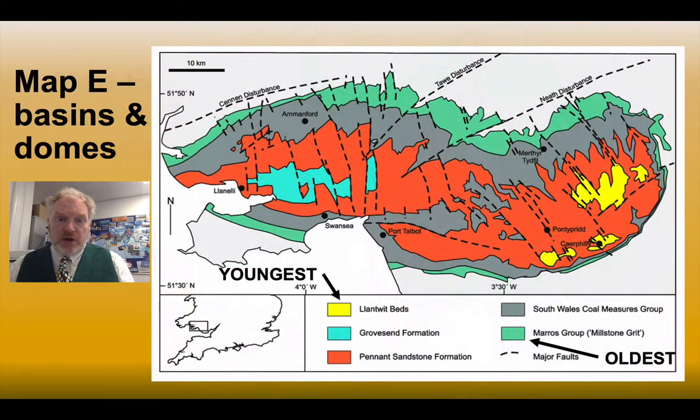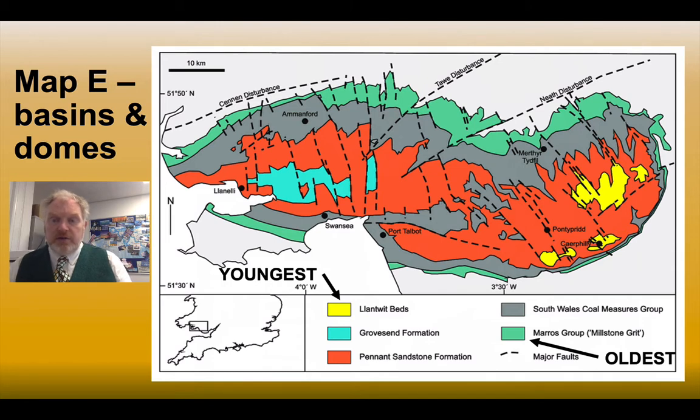If we come even closer to home, we see a map here of the South Wales coalfield. The oldest rocks here, the Carboniferous Millstone Grit and the Marros Group, shown in green, are around the edge of this oval-shaped outcrop pattern, getting progressively younger into the middle with the yellow Llantwit beds there. This shows us that this is a basin.